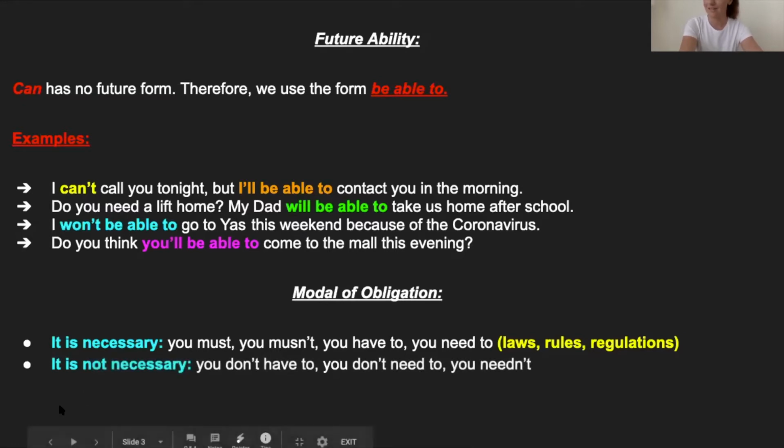It is not necessary. So other words for this are you don't have to, you don't need to, or you needn't. Can you think of your own sentence with you don't need to? Excellent. You could say you don't need to set an alarm at the weekend as you don't have to get up for school.